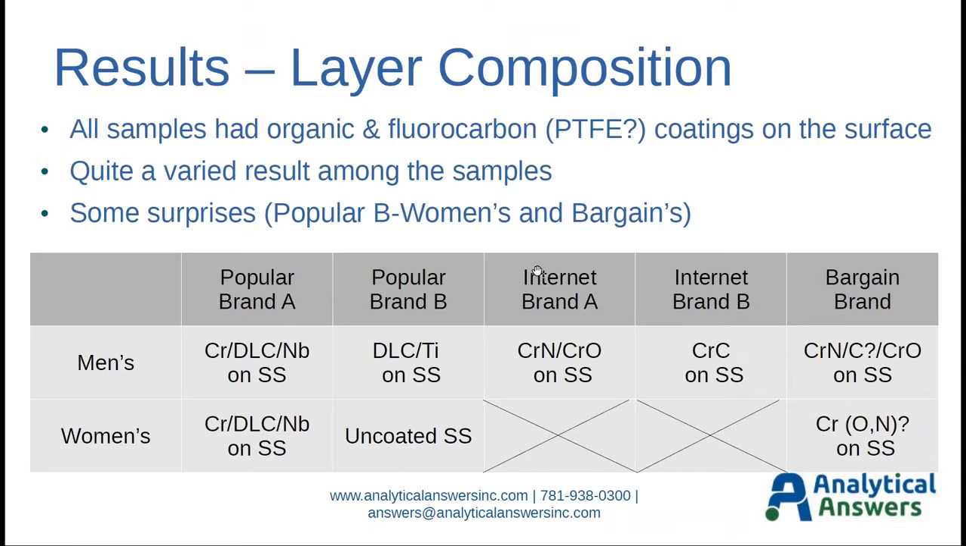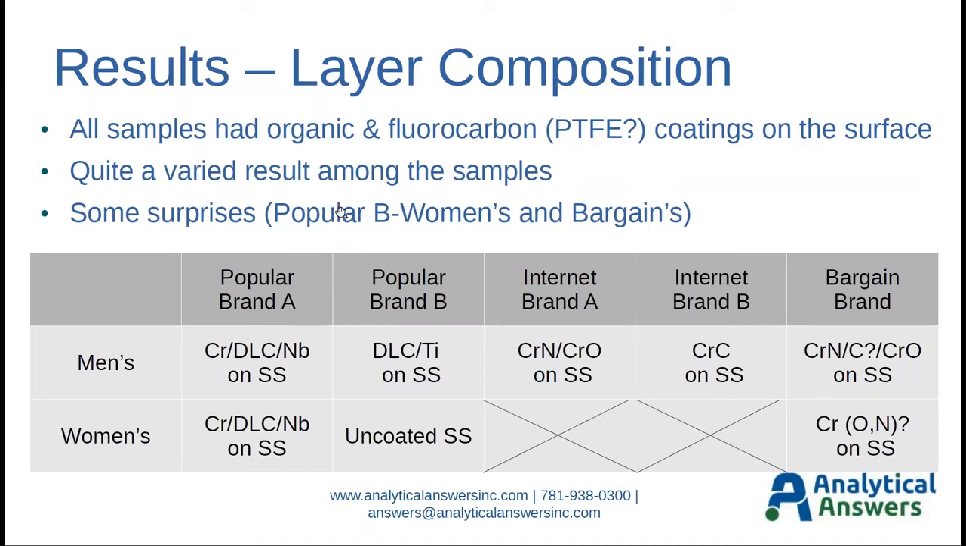So now that we've looked at all of our samples, let's just do a summary now that I can fill in the rest of the chart. All the samples had organic and fluorocarbon, probably a PTFE or a Teflon type coating on the surface. Auger's not good at identifying those. That's a job for FTIR and Raman. But those are typically nice lubricating coatings that help with smoothness and comfort.